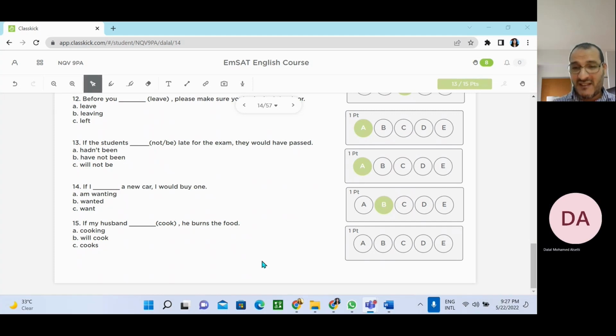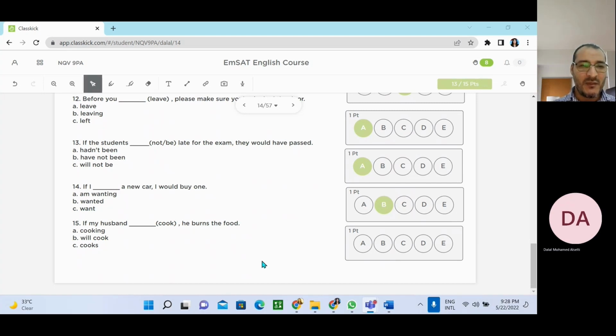Or not expected. But if I say, if I want a new car, and I'm thinking of this idea, I'm thinking to buy a new car. If I want a new car, I will buy one. This is the only difference. Okay, so we use the second conditional for something not expected.